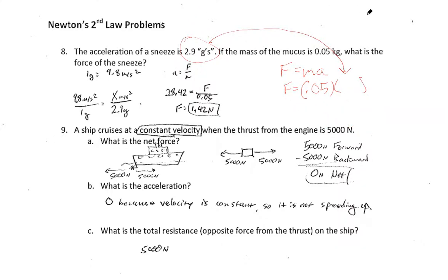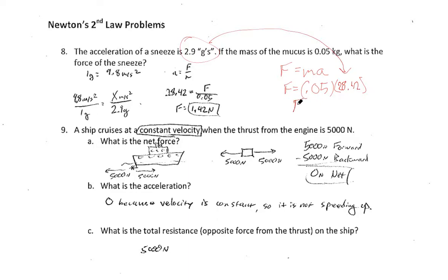In order to convert g's to meters per second squared, think about what 1g is. 1g is equal to 9.8 meters per second squared of acceleration. So if 1g equals this, then we can set a proportion and say, well, if 1g equals this, then 2.9 g's must equal this many meters per second squared. When we go through and do our cross multiplication, we come out with 2.9 g's is the same as 28.42 meters per second squared. So that's the acceleration we'll be using, 28.42 meters per second squared.